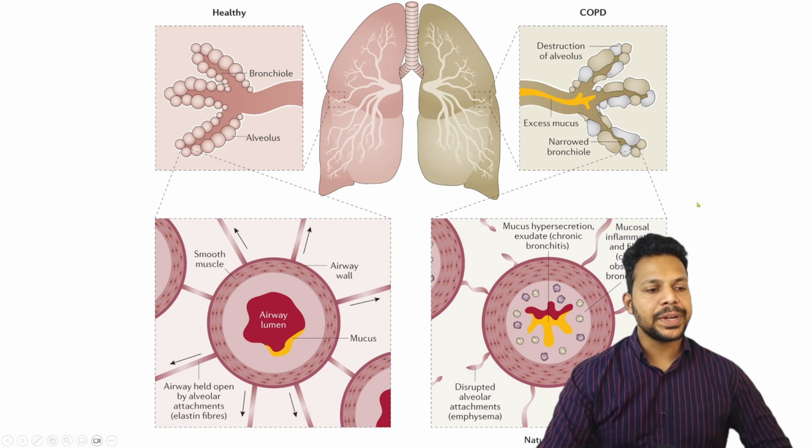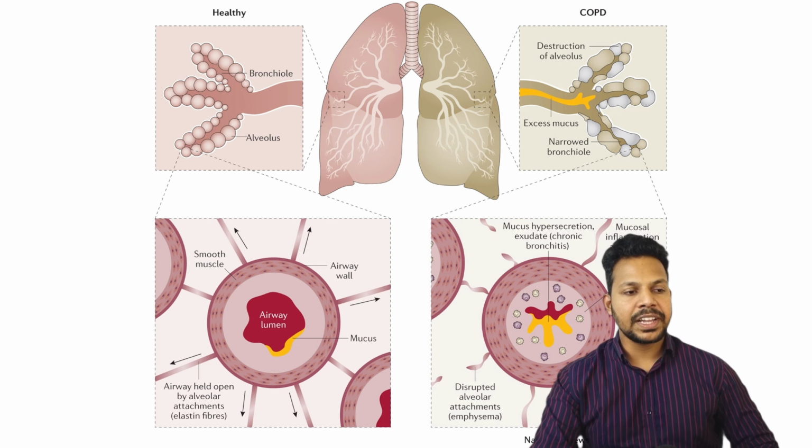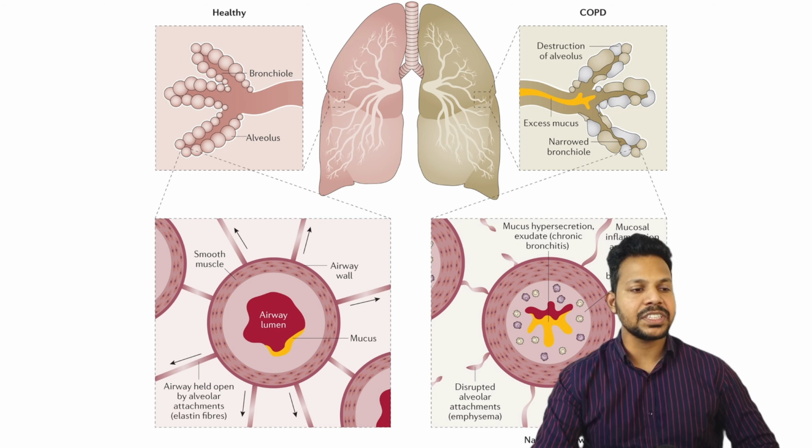So this is an image demonstrating the effects of COPD. As you can appreciate in the right lower image, the airway lumen is significantly reduced. There is mucus hypersecretion and exudate in chronic bronchitis, and you can also appreciate in the wall there is mucosal inflammation and fibrosis.